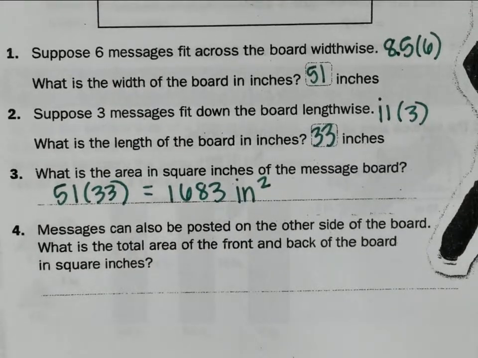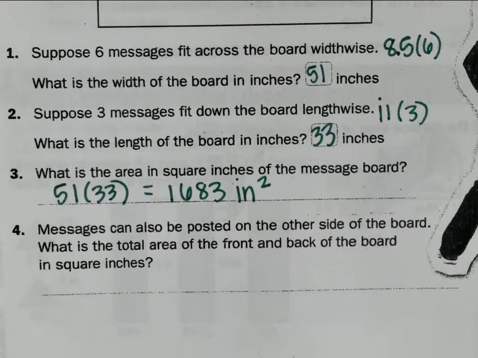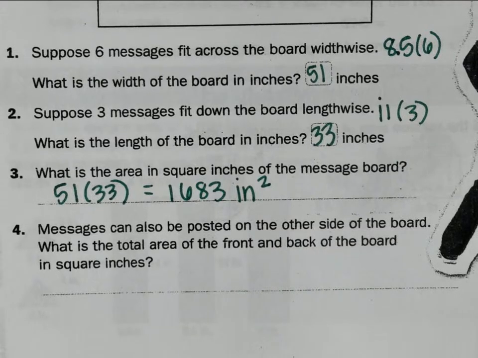Okay, so it's a board that's kind of standing like in the middle of a room on a post or something. So you can see the front of it and the back of it. So it's not like my whiteboard. So if I can see the front and the back and you can post on both sides, they want to know what the total area of the board would be, front and back. So how could I do that, Casey?